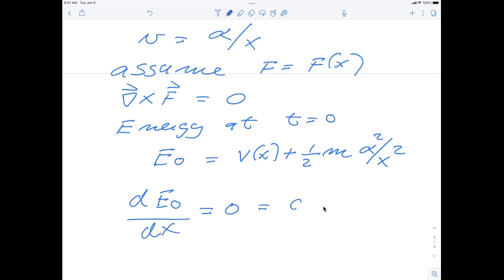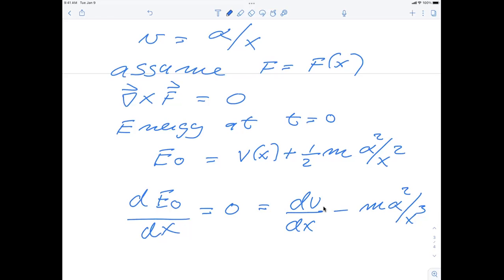And this is equal to dV/dx, and then I have the kinetic energy term, which depends on x. So I get a factor of 2 and a factor of minus, so I get alpha squared divided by x cubed. So why did I do that? We want to find the force, and we know that the force is the derivative of the potential with respect to x. This is the reason why I now take the derivative of the expression for the energy with respect to position.